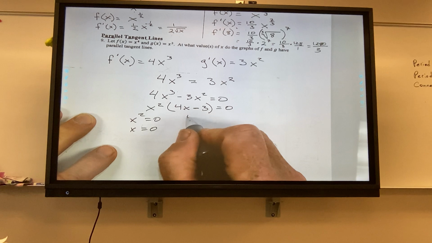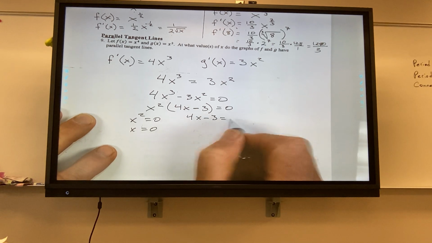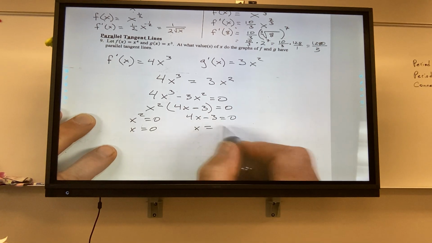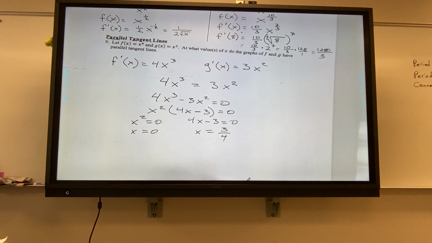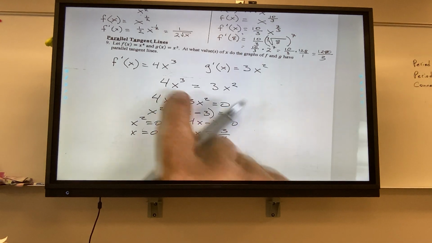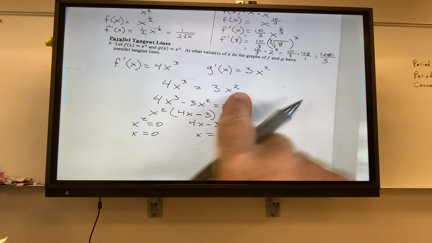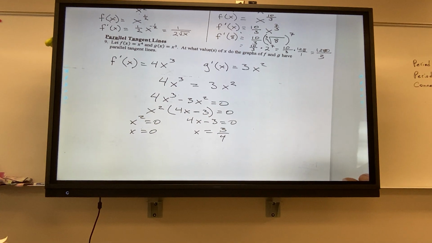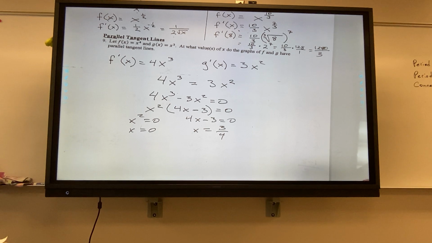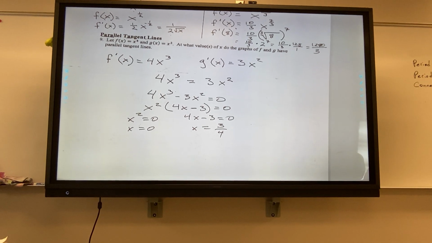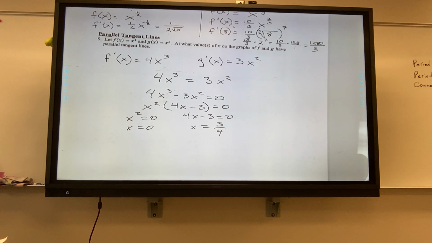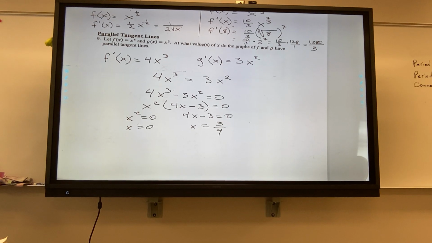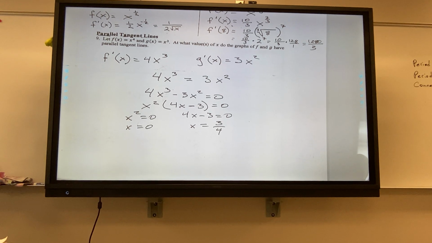Then I'm going to take the 4x minus 3, make it equal to 0, and I'm going to get x is equal to 3/4. And if I plug 3/4 into here and 3/4 into here, I'd get the same answer. Are you okay with that? Everything okay? We still need one more. Don't we need one more x value?